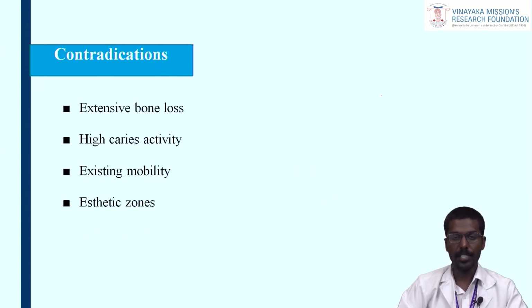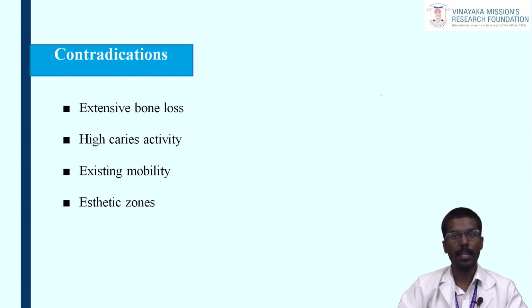Now coming on to the contraindications, that is where you should not do this resective osseous surgery. One is if there is already an extensive bone loss. If you are going to remove more bone, then the tooth is going to be mobile. So in those cases, it is contraindicated. Next is high caries activity. For example, if you are going to remove the alveolar bone, there is going to be some amount of recession. So if the patient already has a high caries activity, then it is going to affect his tooth. So in those conditions, you should not do it.